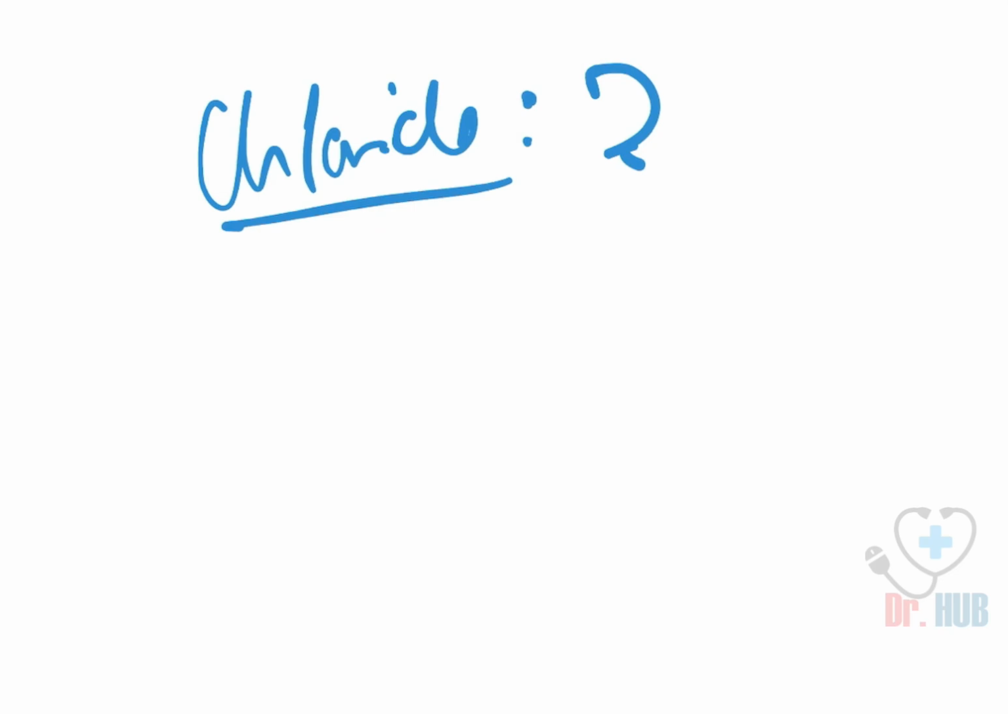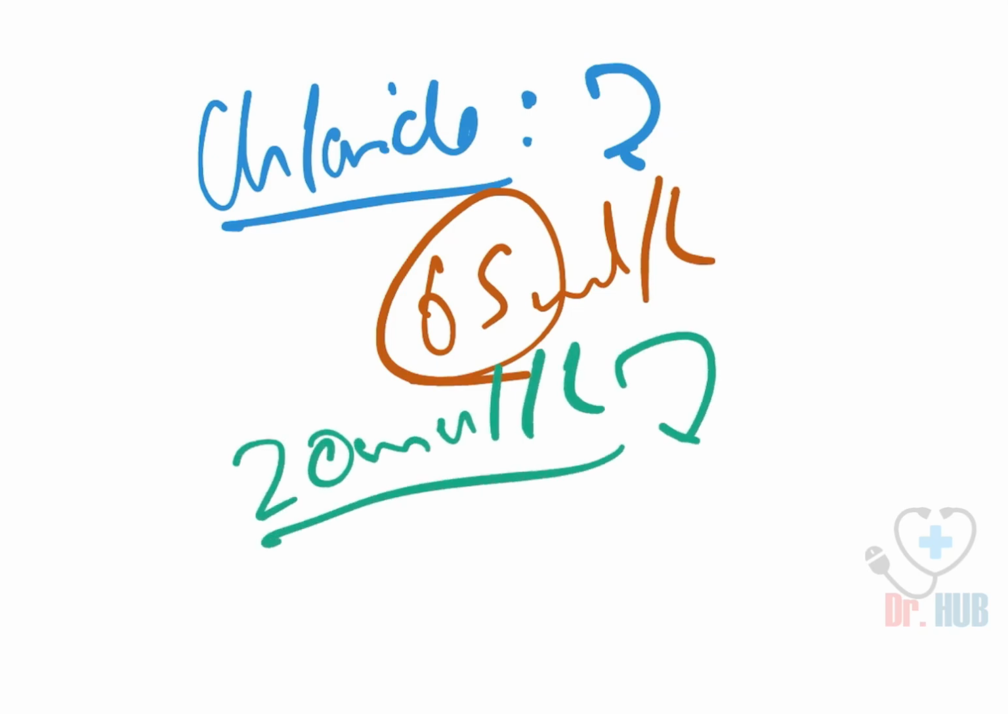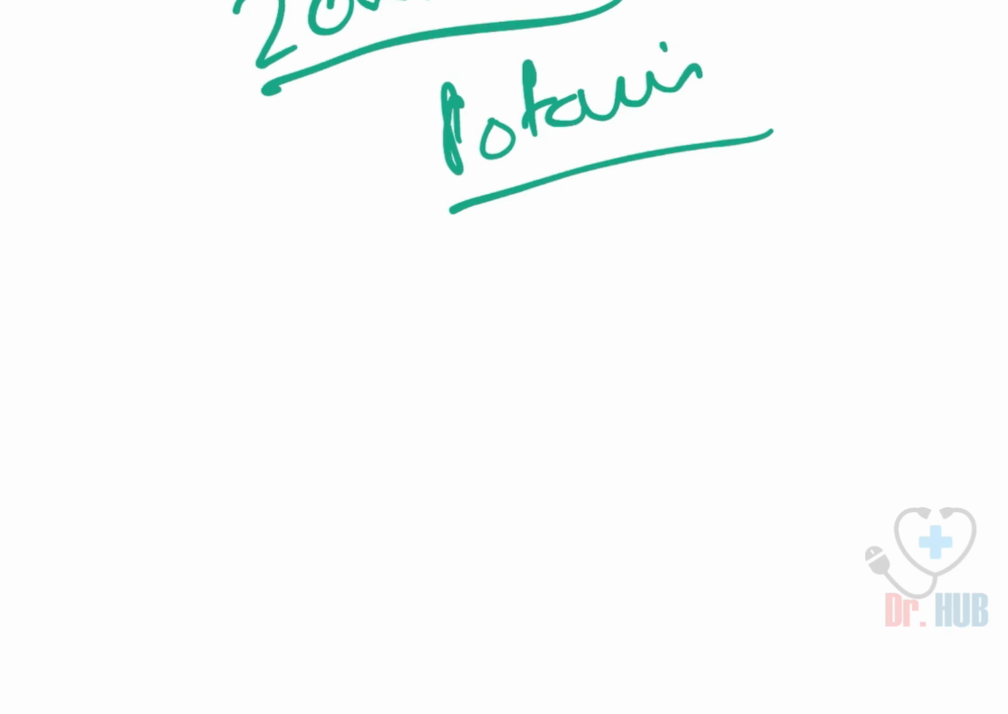So we discussed the questions. The first question was, what is the amount of chloride which is present? Chloride is 65 mmol per liter. And then we discussed what is present at 20 mmol per liter. It is nothing but the potassium, which is present at 20.